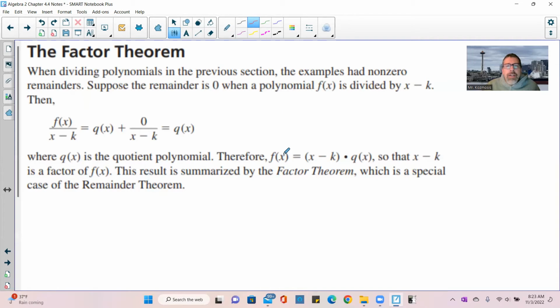So what are they trying to say here? In other words, they're taking f of x over x minus k and saying that since this is 0 over x minus k, this cancels, leaving us with just q of x. So then we would have f of x over x minus k equals q of x when there's no remainder. But if I want to get f of x by itself, I multiply both sides by x minus k because that's the denominator.